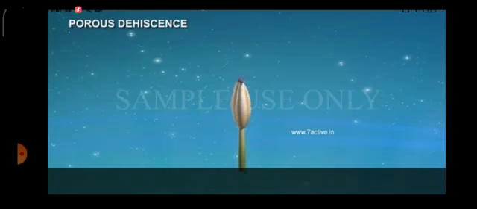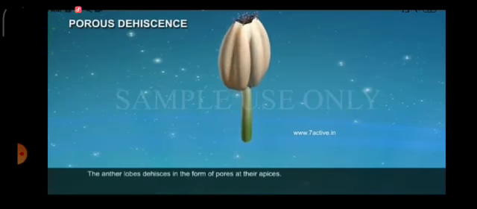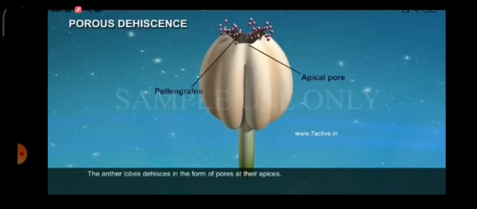Now the fourth one is the porous dehiscence. Now in porous type the pores are open. See the apical pore, and through this apical pore pollen grains are free.